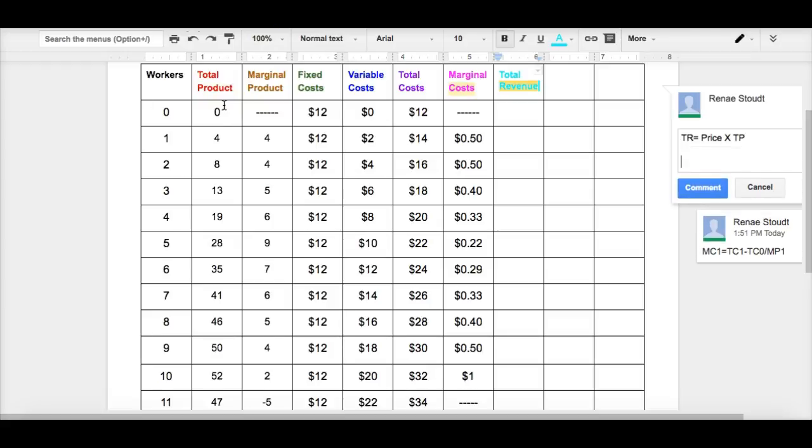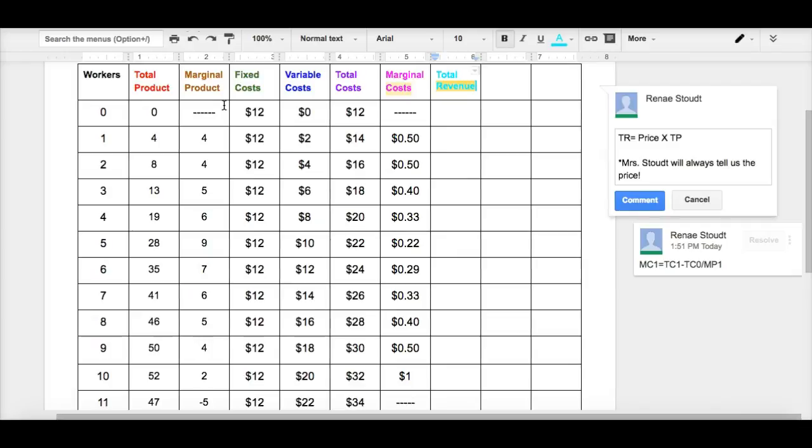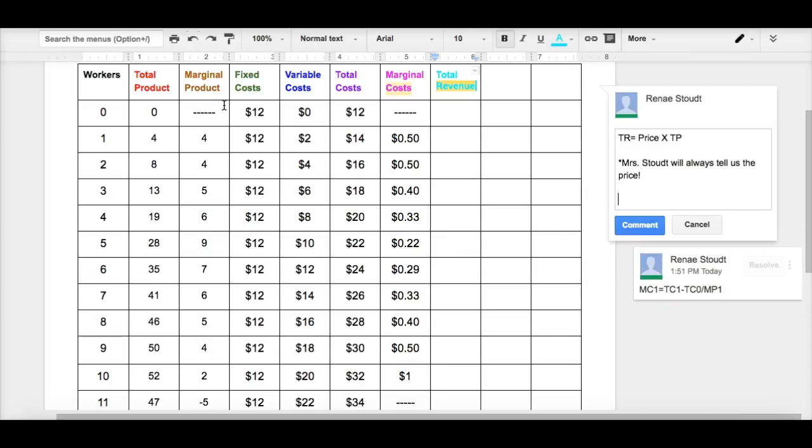Now underneath this, put an asterisk and say, Mrs. Stout will always tell us the price. Okay? I will always tell you the price. And in this case, for your class only, your price is going to be $1. And that's based off from basically your costs and however many you made. So your guys' price is going to be $1. If you talk to second and fifth period, they would give you different prices. So based off from your information, I'm making the price $1.